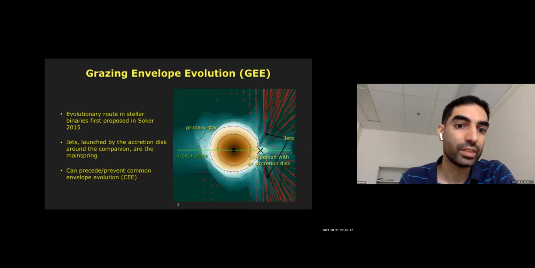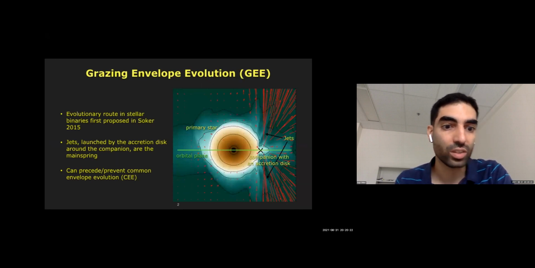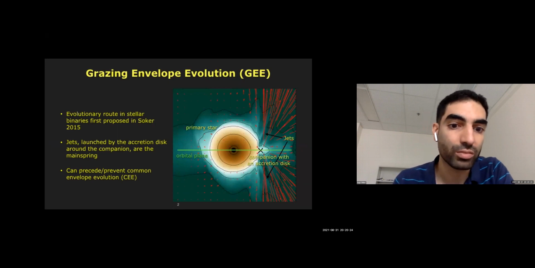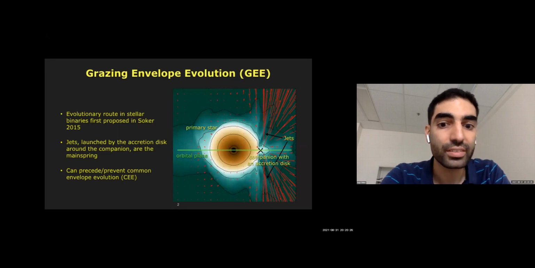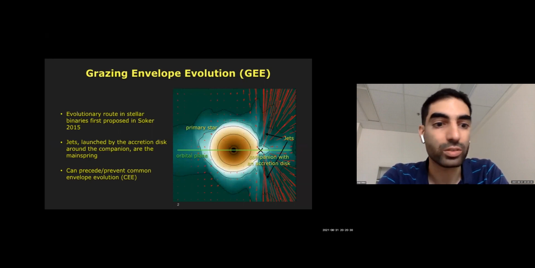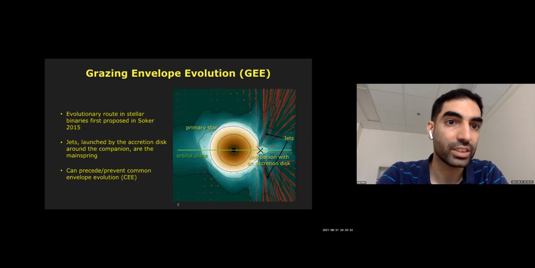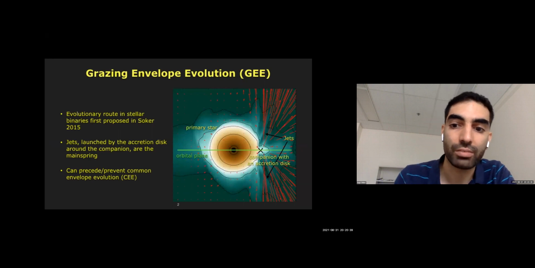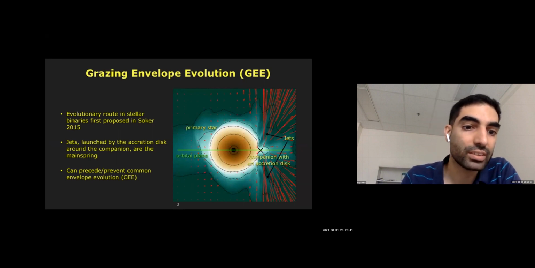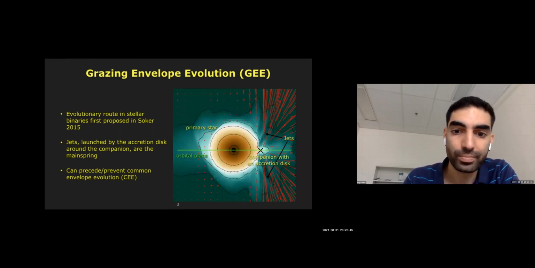So grazing envelope evolution is an evolutionary stage in stellar binary systems. The onset of grazing envelope evolution is similar to that of the common envelope evolution. That is an unstable mass transfer due to, for example, the expansion of the more massive star while evolving to a giant phase. However, the key ingredient in the grazing envelope evolution is that an accretion disk forms around the companion, and that this accretion disk accretes the envelope mass at such a high rate that it launches jets.